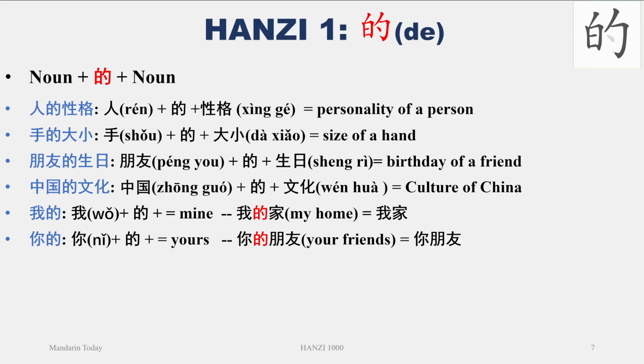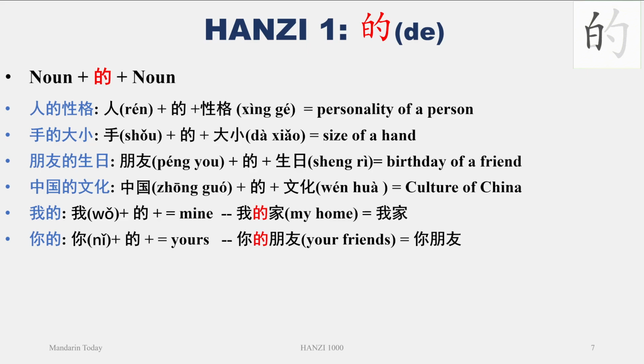朋友生日. Or next one, 中国的文化, Chinese culture. In real life, we'll just say 中国文化, Chinese culture. And next one, for example, we have 我的家, my home. In real life, we'll just say 我家. We don't say 我的家, 我家. And then, for example, 你的朋友, your friends. We'll just say 你朋友. So these situations where 的 is omitted are mostly used in daily conversation.